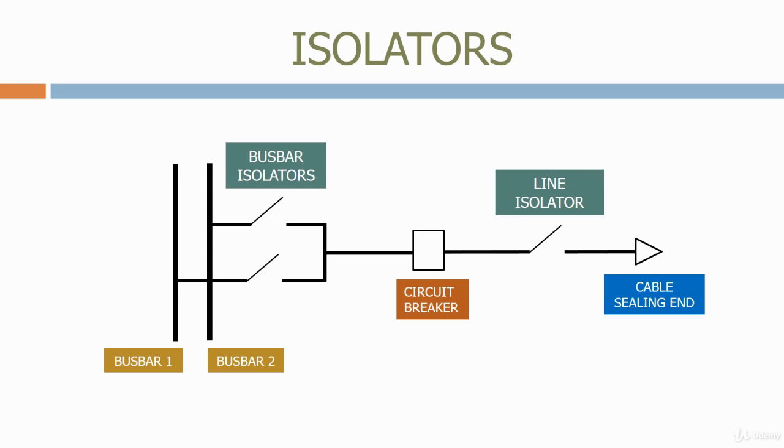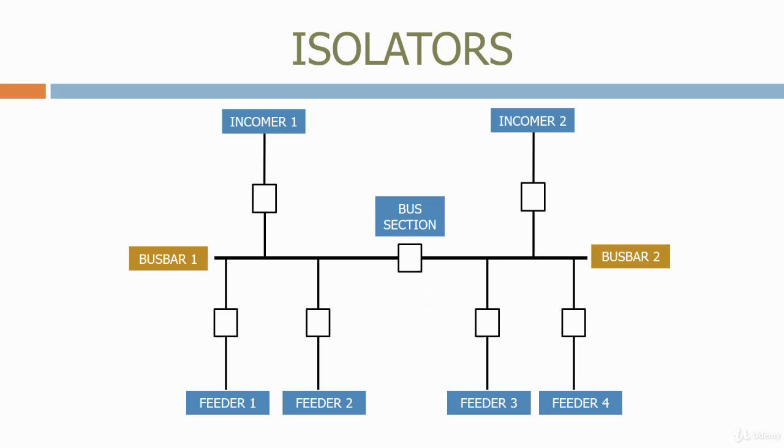Let's see how this works on a bigger system. Here we have a substation with two bus bars, various incomers and feeders, and a bus section. As before, let's add our line isolators and our bus bar isolators. What about the bus section breaker? Again, we need to maintain this breaker, so we need to provide isolators each side so that this can be achieved.